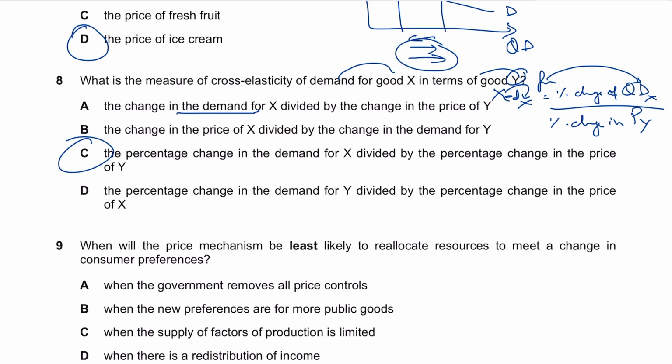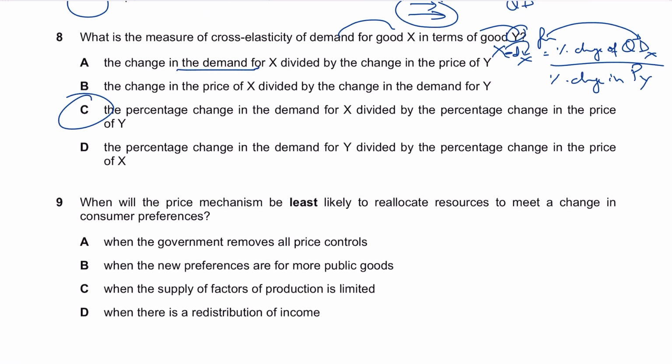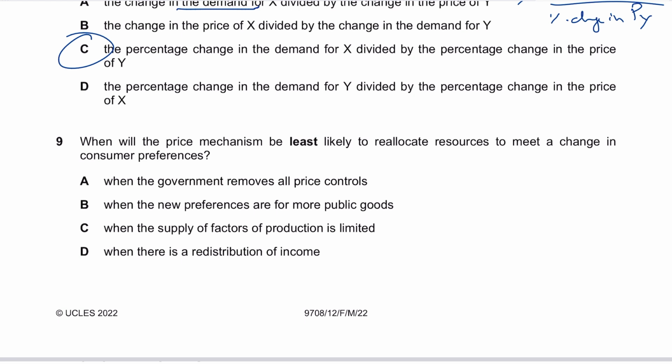Question 9 says, so 8 is C. Question number 9 says, the price mechanism operates in a free market and it ensures an efficient allocation of resources. When would the price mechanism be least likely to reallocate resources to meet a change in consumer preference?